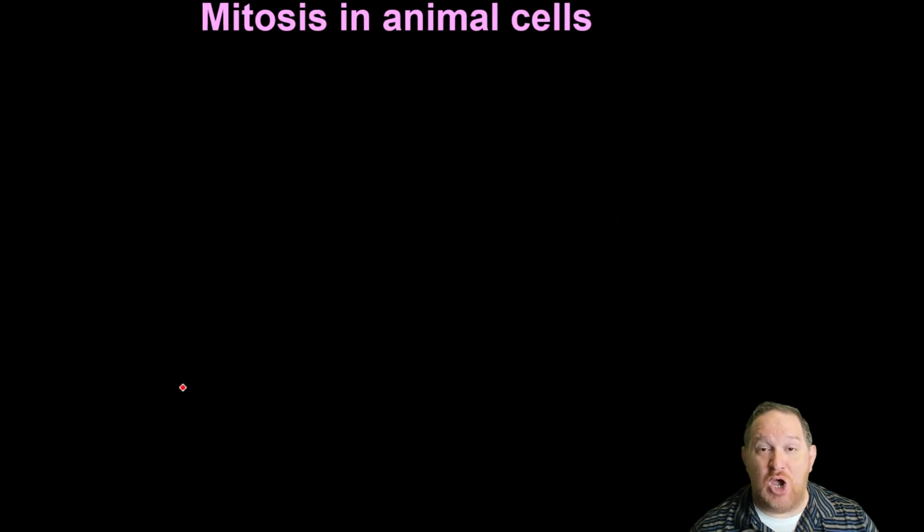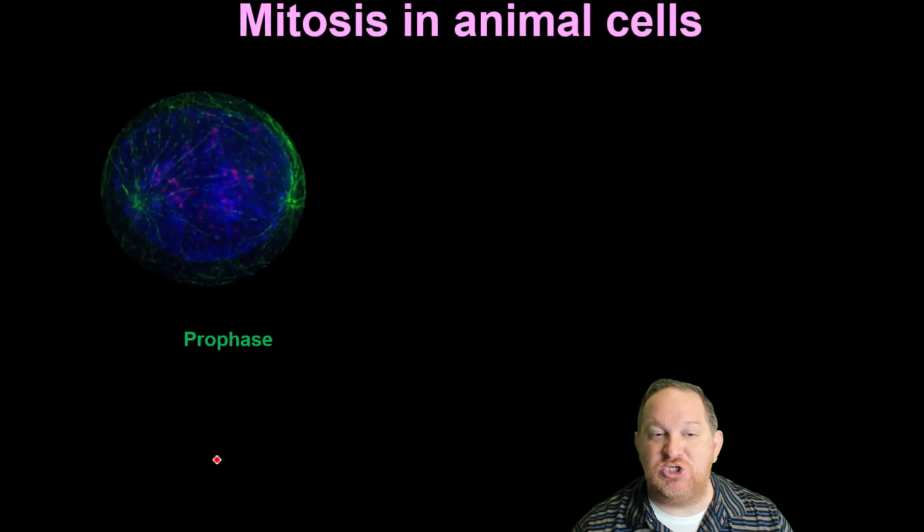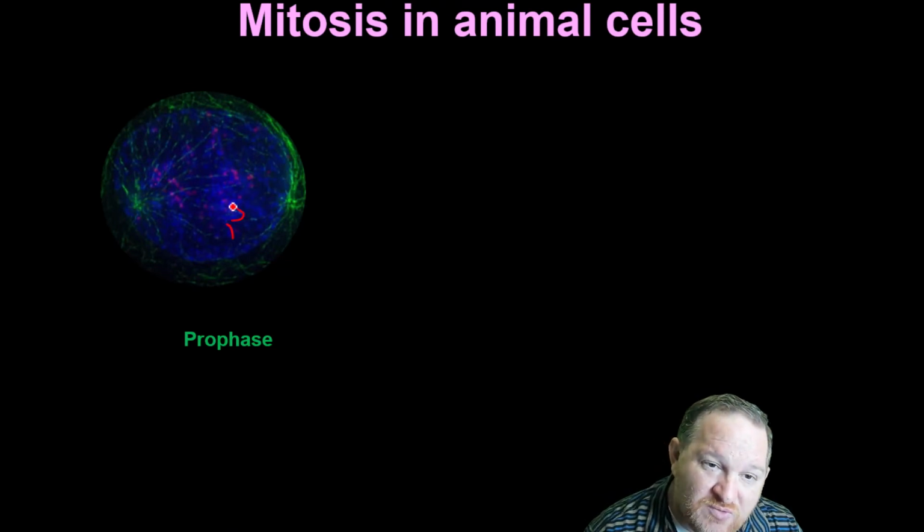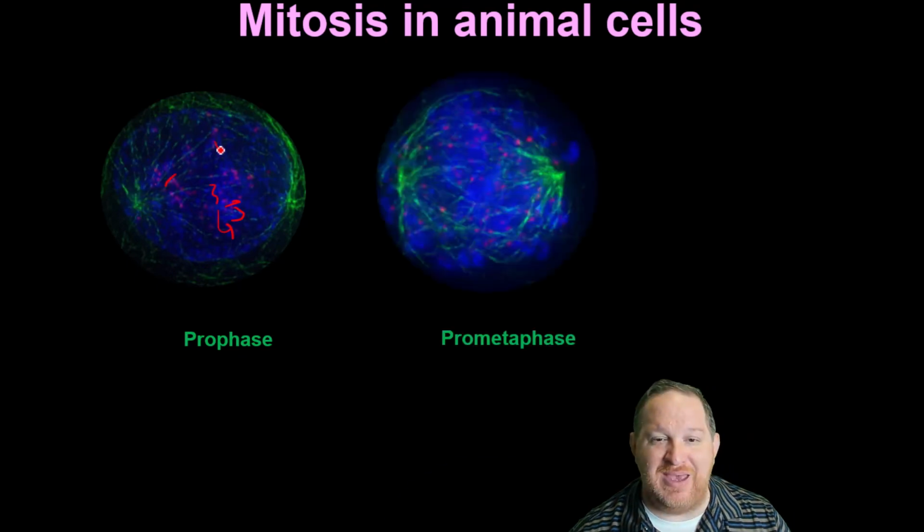Okay, so now I'm going to show you some actual pictures, some photos of this happening, just to remind you. All right, so here's prophase. We don't see any particular chromosomes. This is just the very beginning. You can kind of look really carefully and see them there. Maybe a little hard to make out.